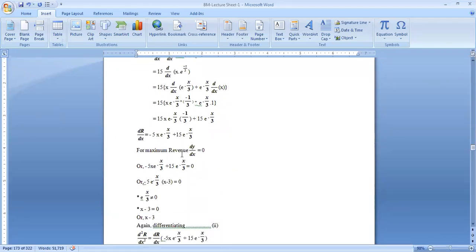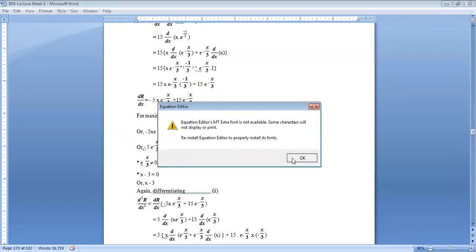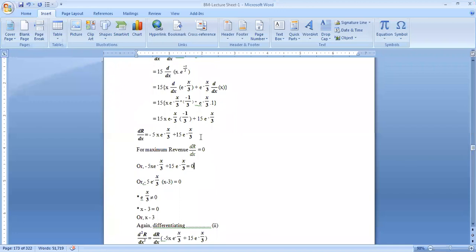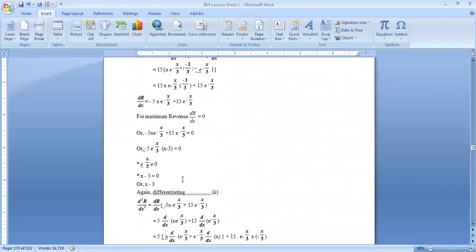For maximum revenue, dR/dx equals what? 0, right? For maximum revenue, dR/dx equals 0. Now this equals 0. Taking common e to the power minus x by 3 and minus 5, we get x minus 3 equal to 0. But e to the power minus x by 3 can never be 0.